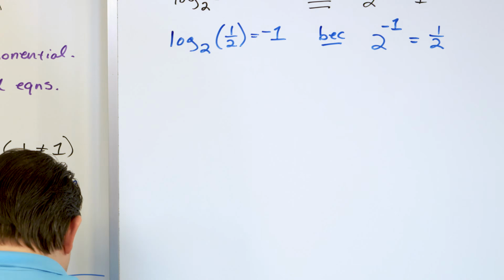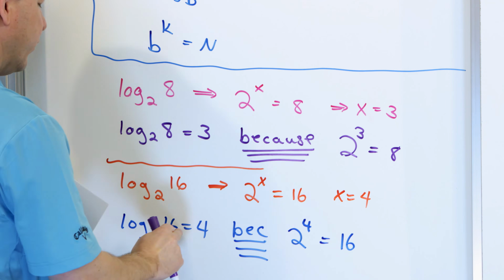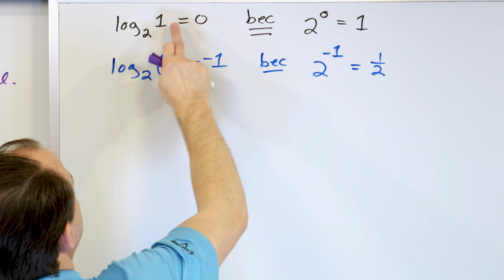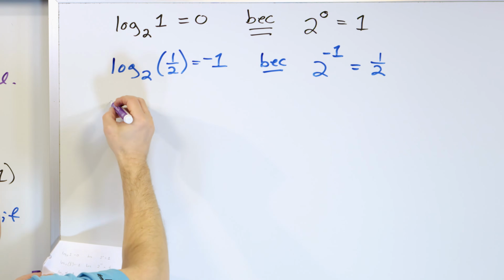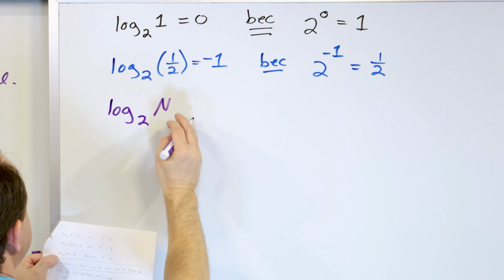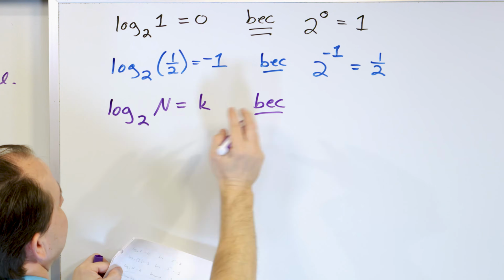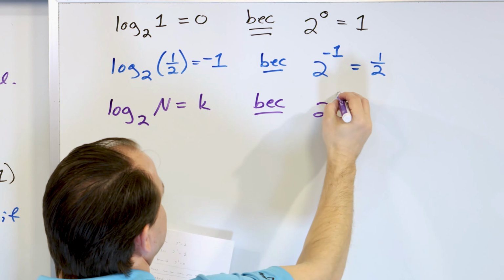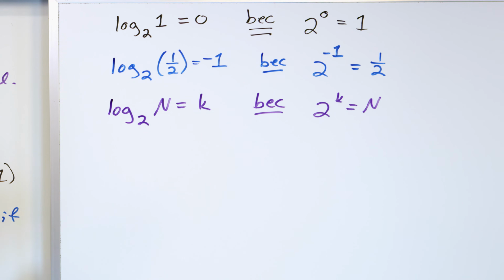And so if I want to generalize this whole thing, 2 to the power of 3 is 8, 2 to the power of 4 is 16, 2 to the power of 0 is 1, 2 to the power of -1 is 1/2. I can generalize it, and I can say that the log base 2 of the number n is equal to k, and that's because 2 to the exponent k is equal to whatever this number I was taking the logarithm of.